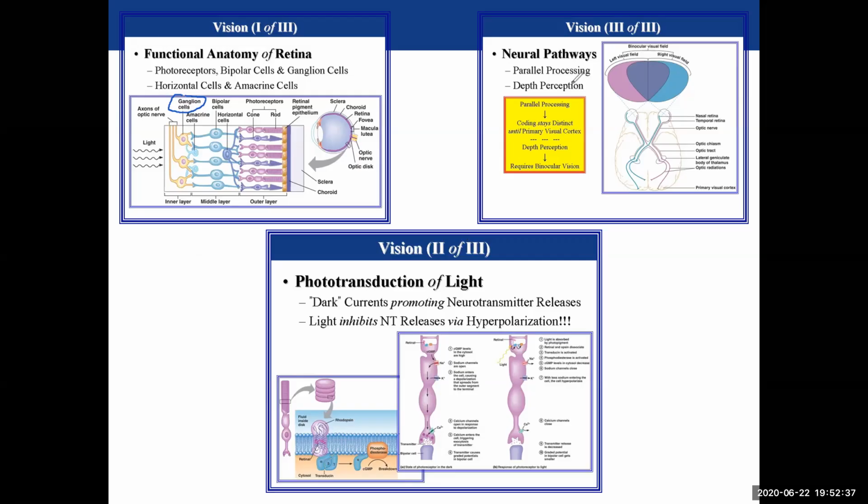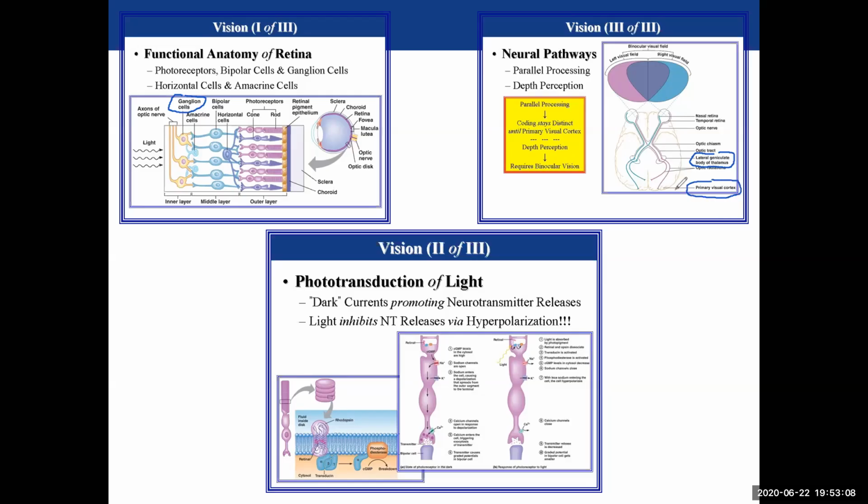And this is the neural pathway. As you go here, you have parallel processing, depth perception, and then information arrives at the thalamus, the lateral geniculate of the thalamus, and it will send information to the primary visual cortex located in the occipital lobe.